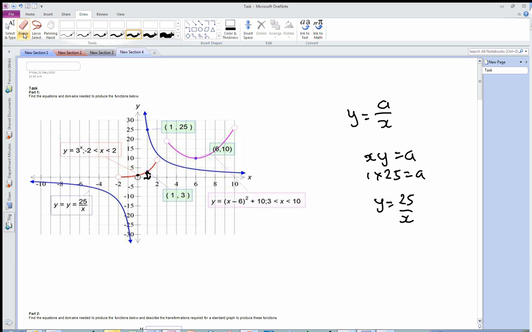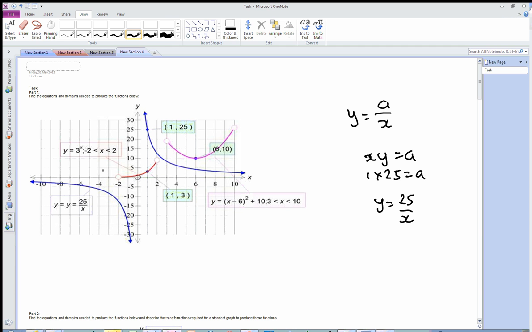Right. The next thing that we want to do is work out what this last one is. This last one is obviously a parabola. It is a nice U-shaped graph. Now we normally expect that to be sitting on the origin. It has moved to the right 6 and it has moved up 10. So that is where that 6 comes from there, and that is where that 10 comes from.